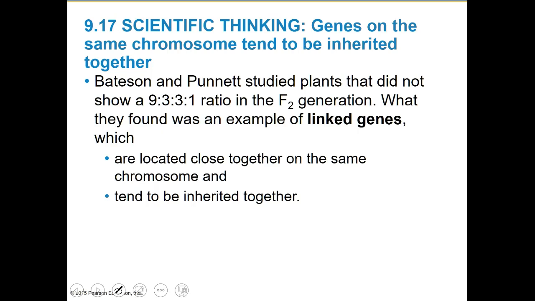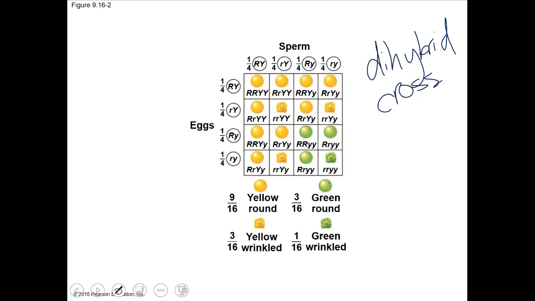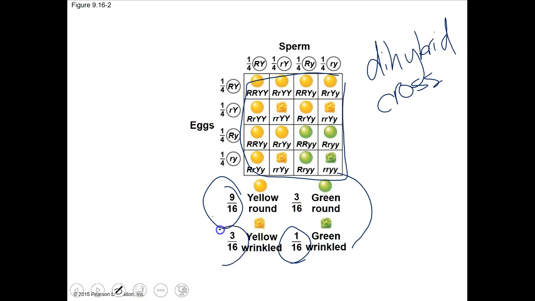Okay, so Bateson and Punnett studied plants that did not show a 9:3:3:1 ratio. That's phenotypic stuff. So it's saying that of these 16 in this dihybrid cross, 9 of them have both dominant traits of being yellow and round. 1 has both recessive of being green and wrinkled. And then we saw these kinds of variations where you could see 1 dominant and 1 recessive. So 3 showed dominant for yellow, recessive for wrinkled. And then 3 showed the recessive for green, but dominant for round. So that says that we can have some mixtures in there.